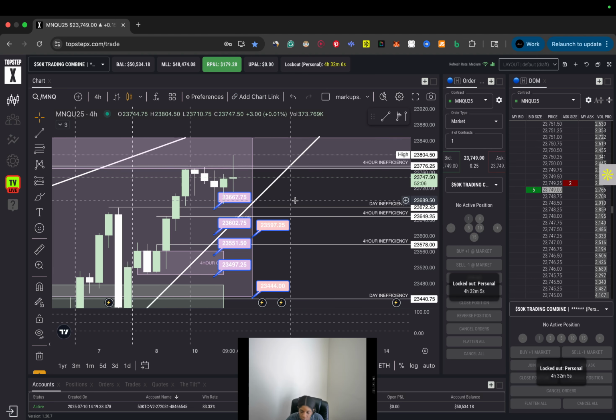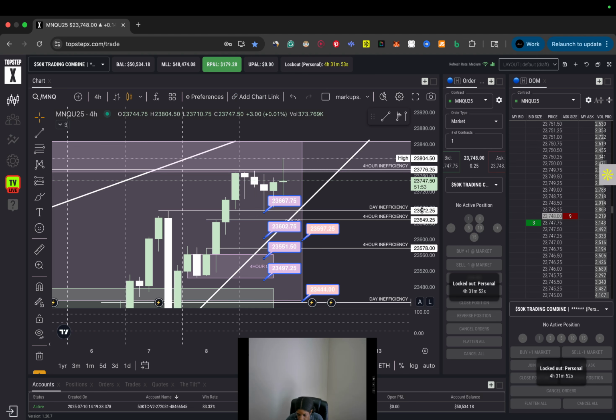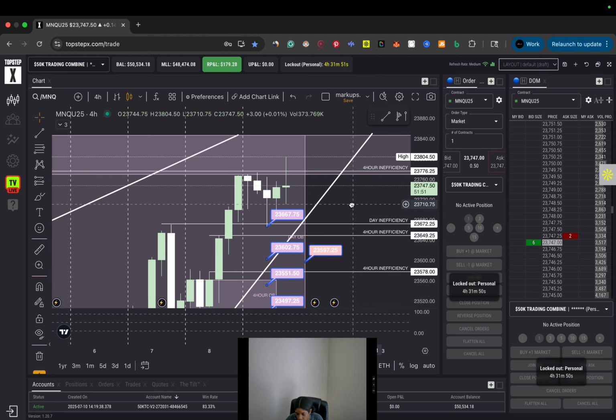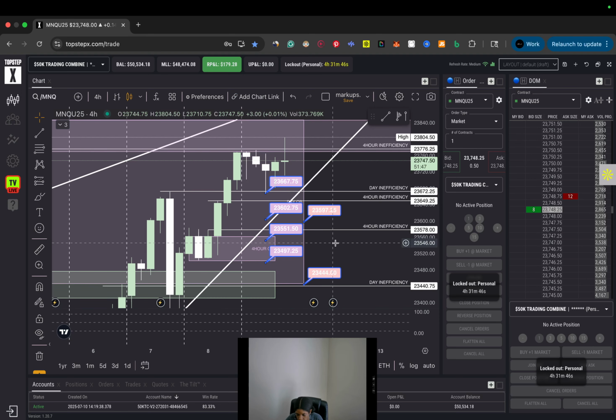I will say that if you wanted to see the markup for today, I did mark up the chart last night, and you can find that on the YouTube channel under the live tab. So basically, this is what the markup was looking like from last night.